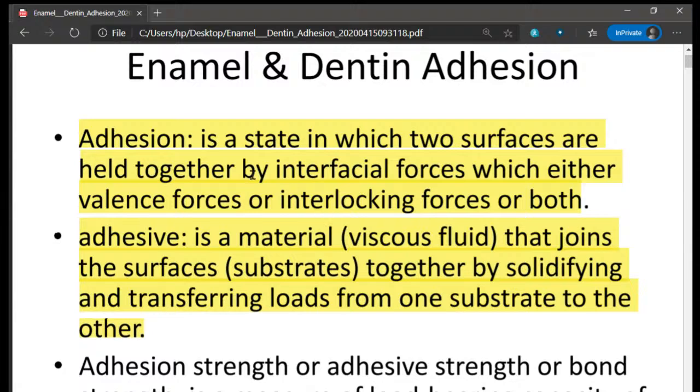So we understand that adhesion is a state in which two surfaces are held together by interfacial forces, either valence or interlocking, and an adhesive is a third material, a viscous fluid, that joins the surfaces, substrates, together by solidifying and transferring loads from one substrate to the other. We can say that adhesion occurs within the same material, and adhesive occurs between two materials.